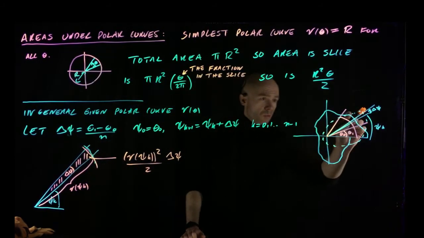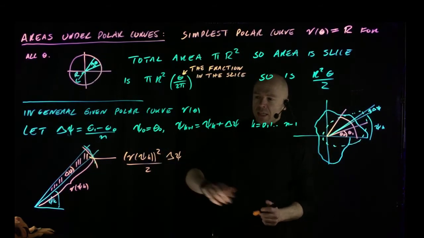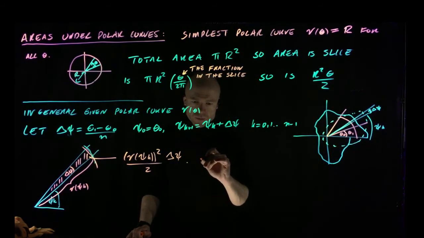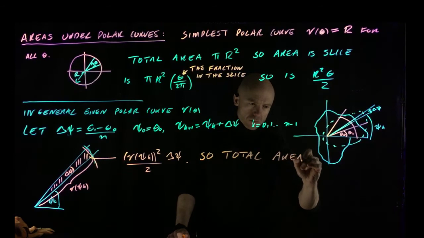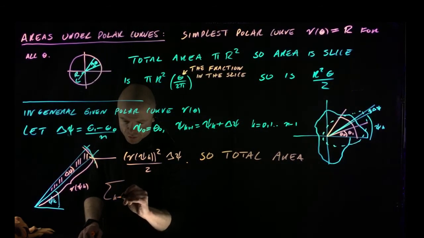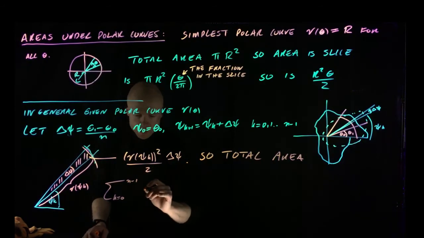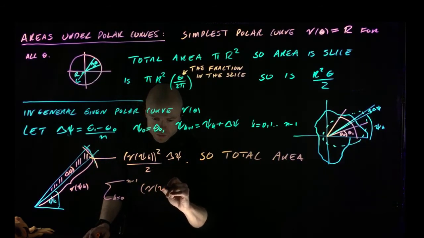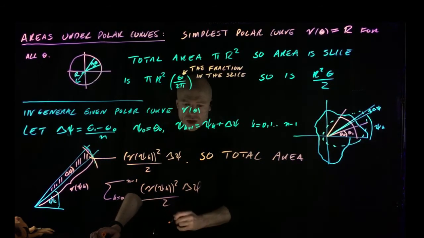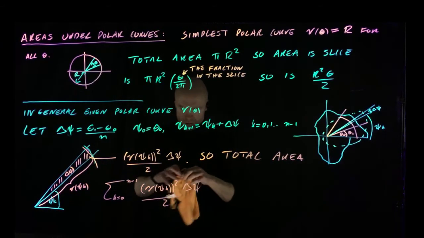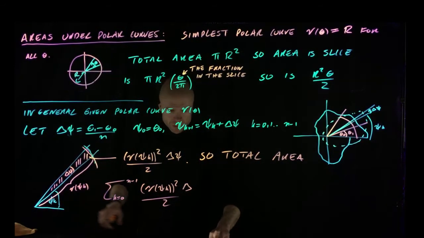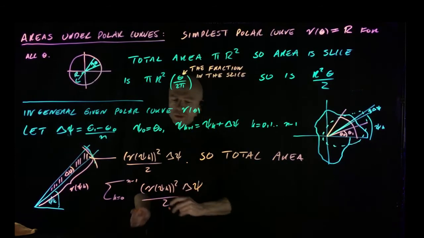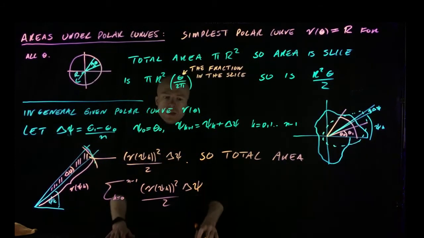So for every k, we're going to get a different expression, and we're going to add them all together. So the total area is the sum, k equals 0 to n minus 1, of all of these expressions, r of phi k squared over 2 times delta phi. And this is a completely standard looking Riemann sum, right? You guys at this point should be going, hey, it's a Riemann sum. I know what happens now. This thing is going to tend to an integral.